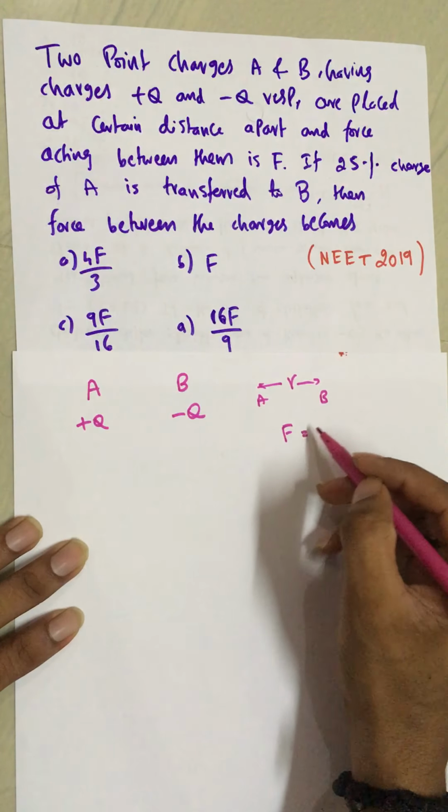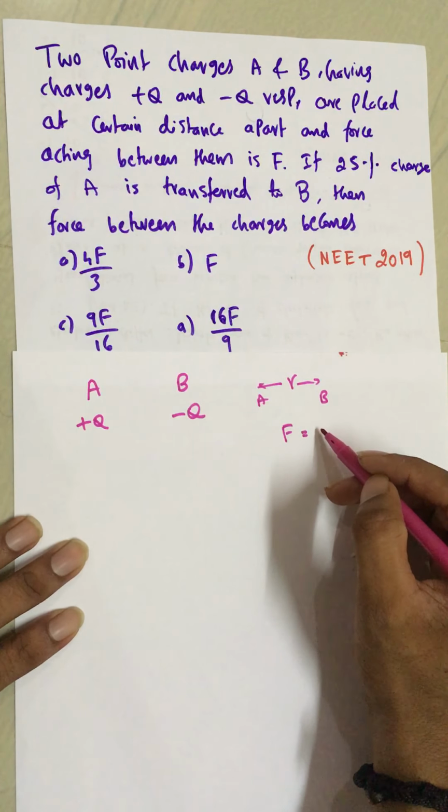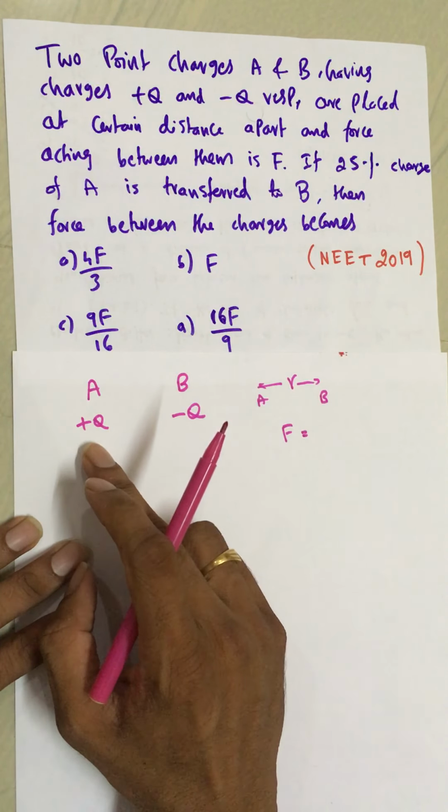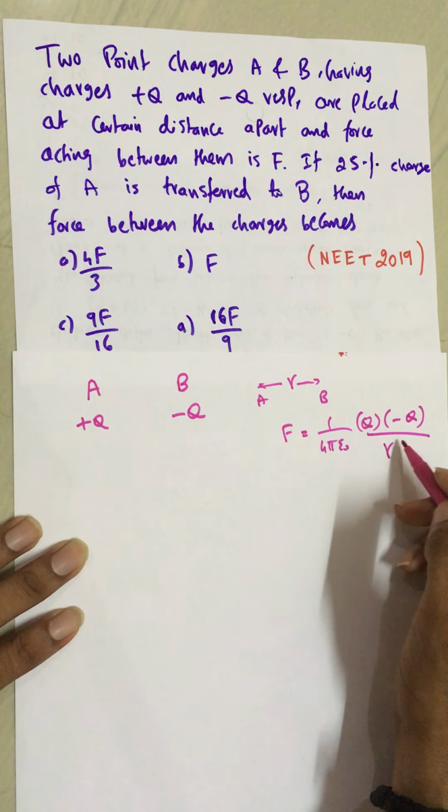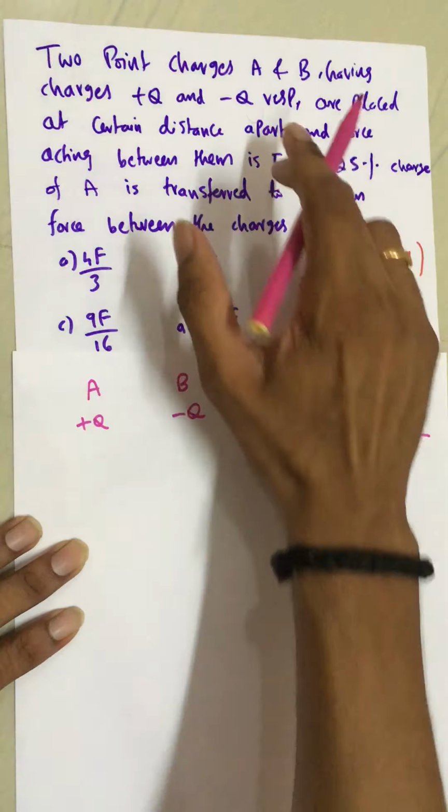I can write the electrostatic force of attraction. Obviously it's attraction because you've got positive and negative. F is equal to 1 by 4 pi epsilon naught, the product of charges, plus Q into minus Q, by the distance R square. So this is F that is given.